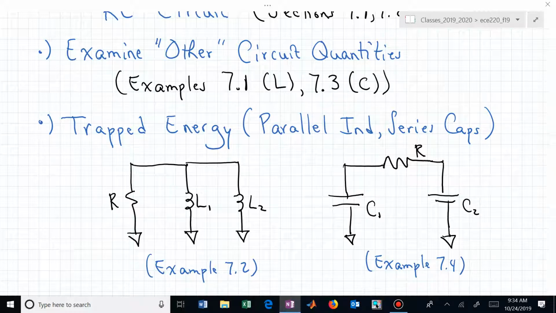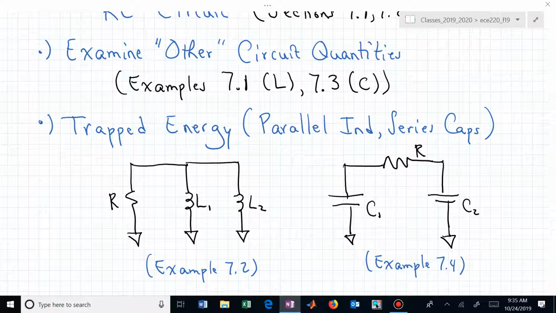Then we'll get into trapped energy. And this is kind of fun. I guess it's all relative, what we consider fun. But if these elements are indeed ideal and they don't have any parasitic resistance, then you can actually have current circling in those parallel inductors, or you could have voltage across those capacitors. And those capacitors are actually in series. Do you see that?